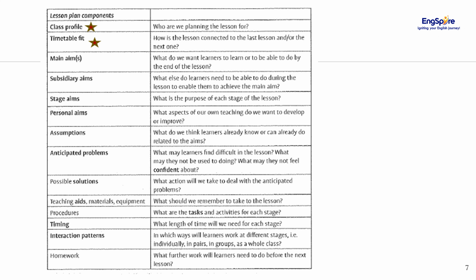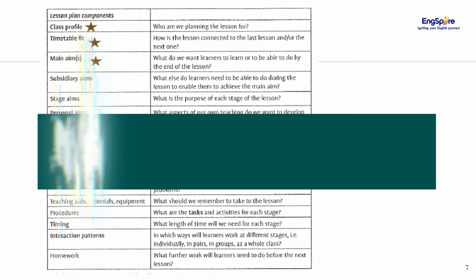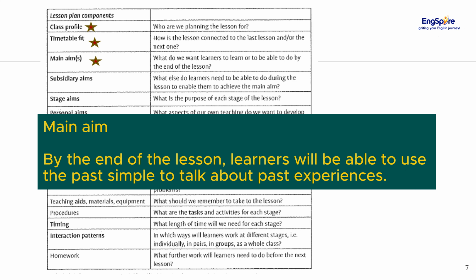The next component is the main aim of the lesson, which is the most important goal of the lesson, as it answers the question, what do we want learners to achieve by the end? For example, by the end of the lesson, learners will be able to use the past simple to talk about past experiences.